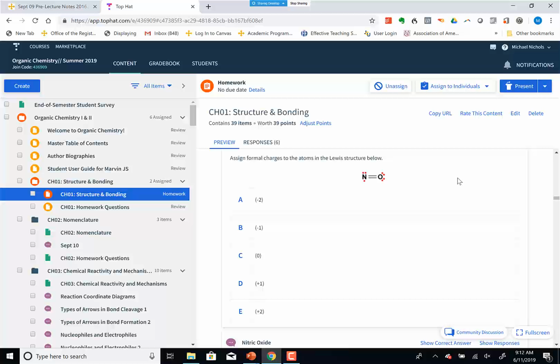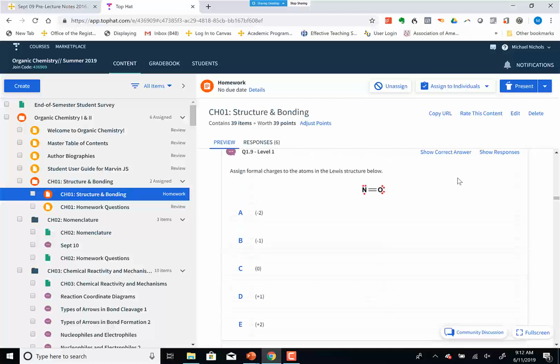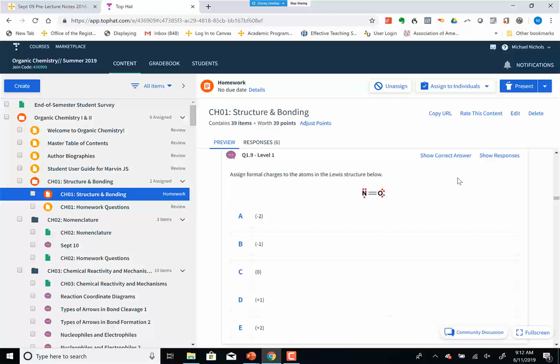But let's say, okay, what about the NO? What about the nitric acid? And I added the question below that, I guess. So what about the NO? They're both 0 as well? Okay. What's wrong with it? It wasn't wrong. It was just like, what's unusual?